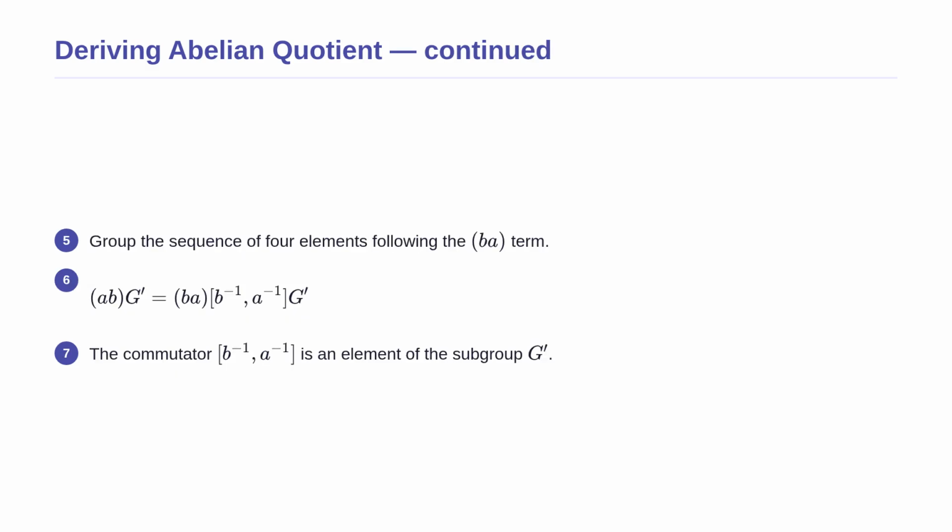Looking at our newly balanced equation, we focus our attention on the sequence of 4 elements that immediately follows the BA term. This sequence is exactly the definition of a commutator, specifically the commutator of B inverse and A inverse. Because it is a commutator, it is by definition an element of the commutator subgroup G prime. This is the crucial moment in our derivation where the non-commutative messiness is identified and isolated into a single mathematical term. This isolation allows us to handle the messiness directly in our final step, connecting this algebra to the core property of quotient groups.